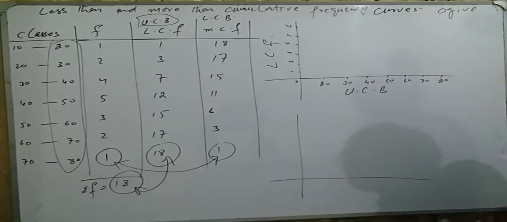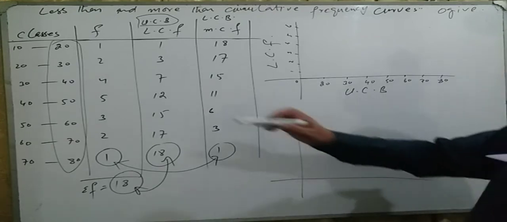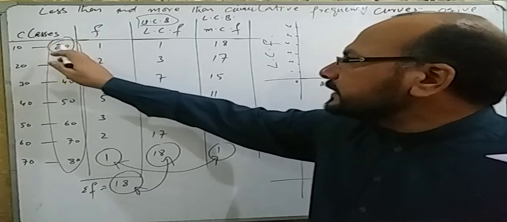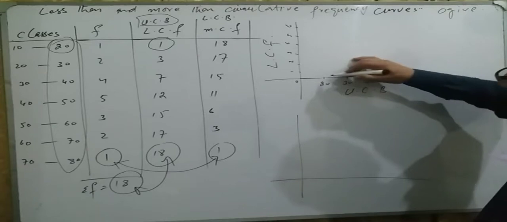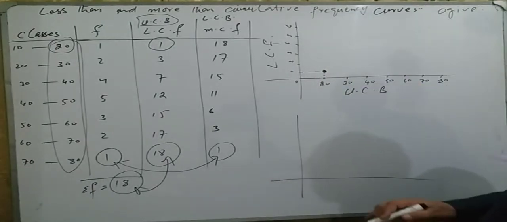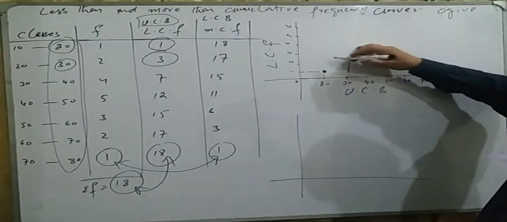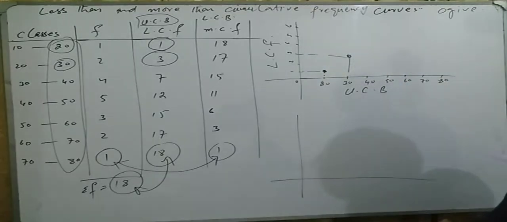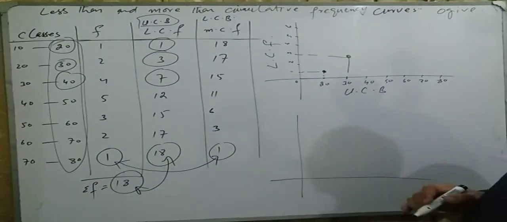Now if you see, what is the corresponding element of the first class boundary? 20 is the upper class boundary and the corresponding element of less than cumulative frequency is 1. So 20 having frequency 1. Then 30 having frequency 3. Then 40 having frequency 7.